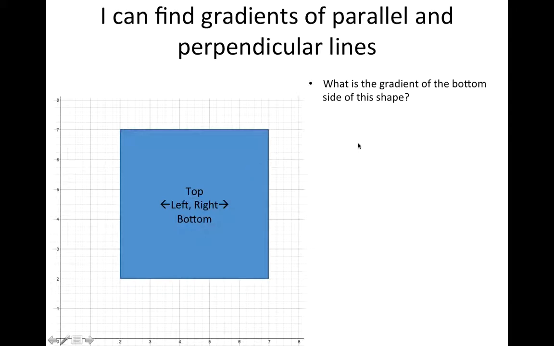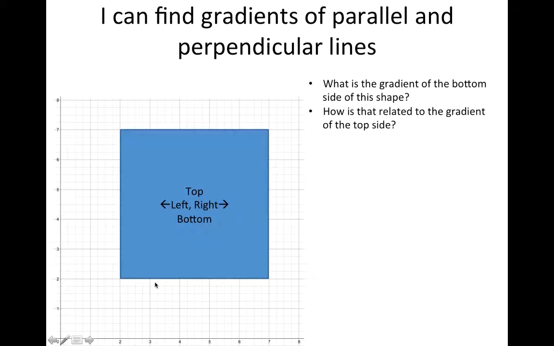So first, what is the gradient of the bottom side of this shape? Well, gradient, as we know, is just how many steps up did we go for every one step we take to the right. So if I take, this is the line that we're talking about. If I take one step to the right from 2 till 3, how many steps up do we take? 0. So our gradient is just 0.